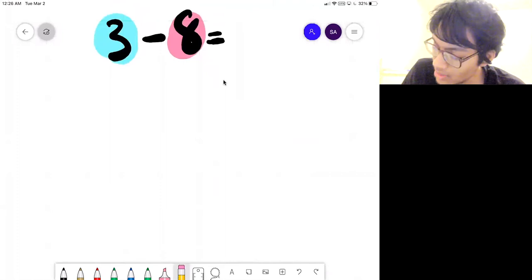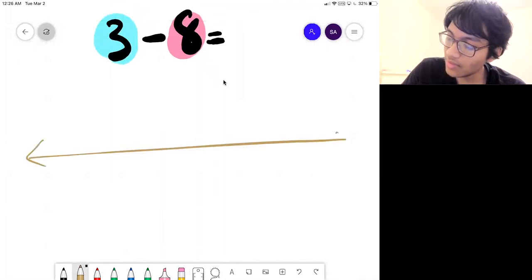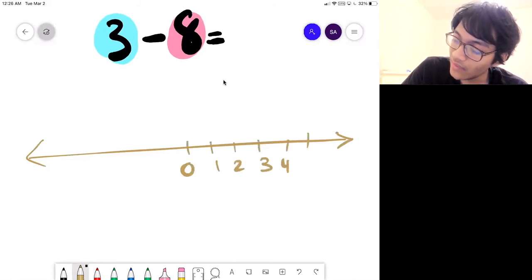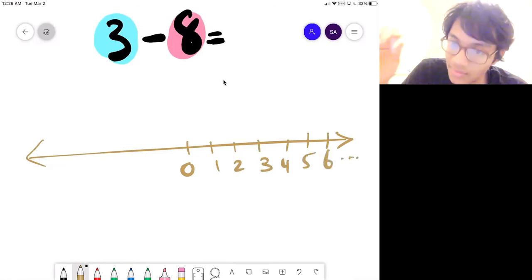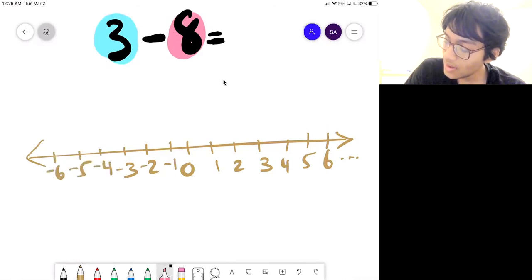Well, let's go back to our number line, yeah? So let's draw a number line, big number line. And we got 0 in the middle. We got 1, 2, 3, 4, 5, 6, you know, you can keep going. Now let's go backwards, -1, -2, -3, -4. Oh, let me draw that nicely, -4, -5, -6.